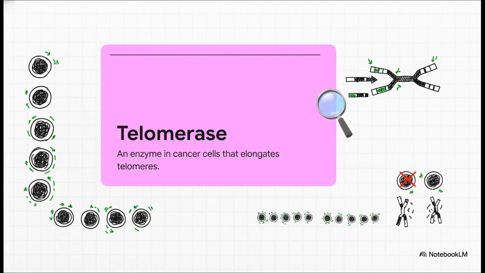Cancer cells actually hack this biological clock. They use an enzyme called telomerase. Telomerase actively rebuilds and elongates those telomeres. So what does that mean? It means a cancer cell completely bypasses that 50 division limit. It achieves functional immortality, which, by the way, is exactly how those infamous cancer cell lines, like HeLa cells, have managed to just keep dividing in research labs for decades on end.